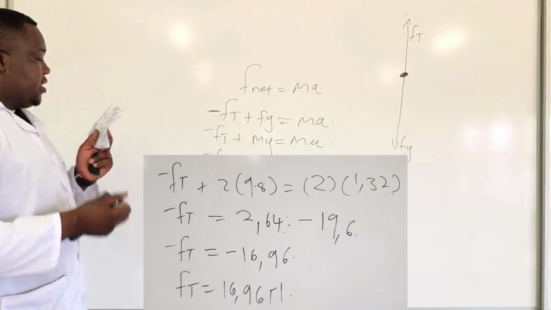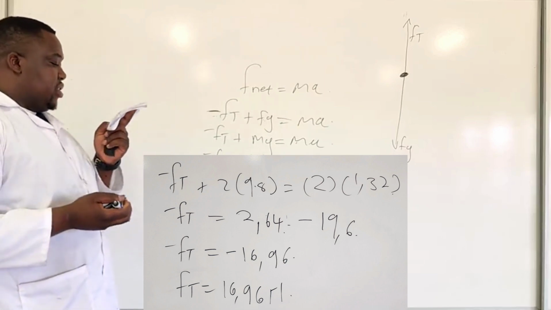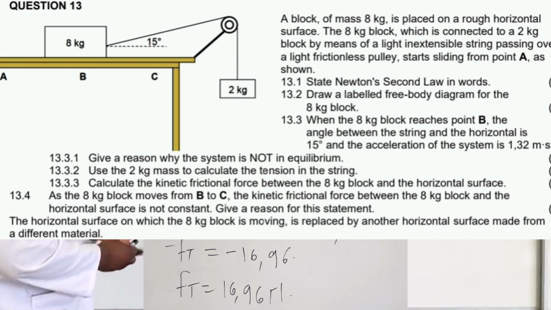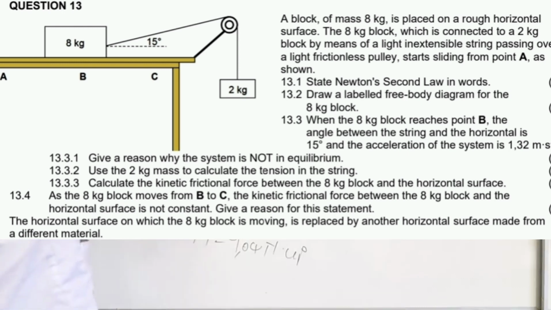So now let us check the next question. The question says, calculate the kinetic frictional force between the 8 kg block and the horizontal. So now we need to calculate the kinetic frictional force between the block and the horizontal. We know the tension. Let us write that tension somewhere. I think we'll need to use it. 9.04 newtons. So we are noting it somewhere.